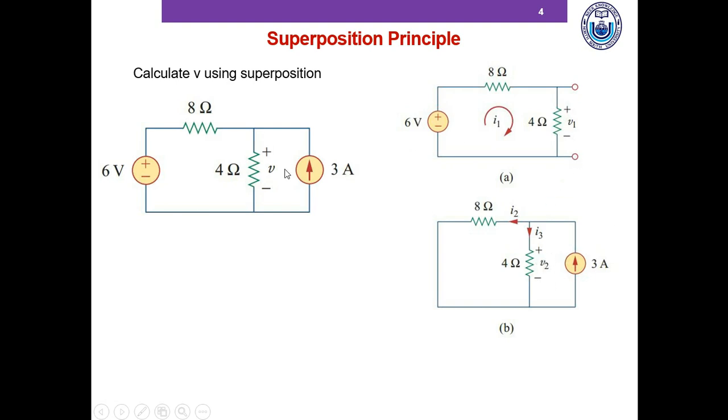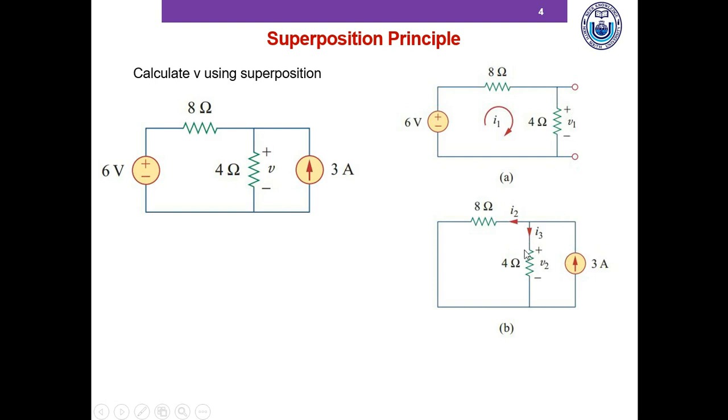This is because as we keep analyzing the circuits on each step of superposition, we get totally different circuits, and it's always customary to use different variable names so that these variables don't get mixed up with one another. Okay, you can compute V1 using a simple voltage divider here.